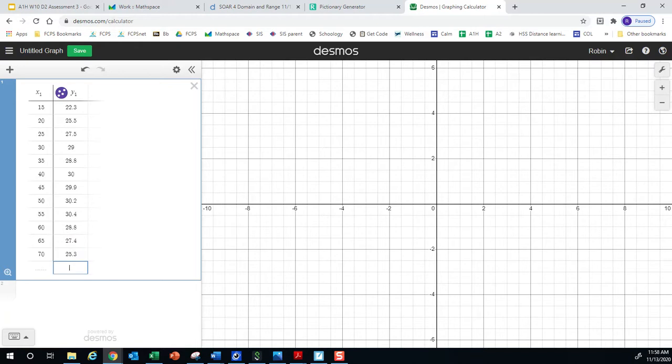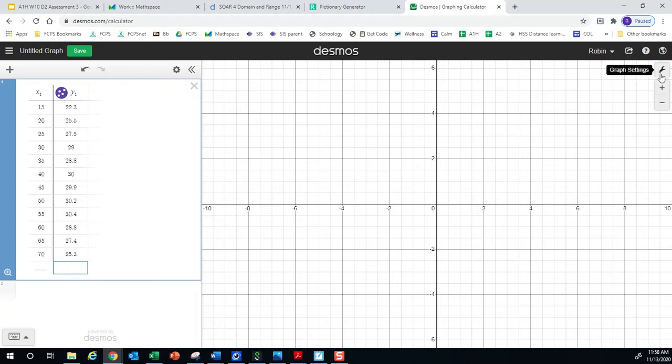Okay, so I've entered all of the speeds. These are in miles per hour, like 15 miles per hour, 30 miles per hour, 45, and all of the fuel economies, right? How many miles per gallon you would get if you were driving at that speed. Now, what you don't see are any points on the graph yet, and that's because all these numbers are off this grid.